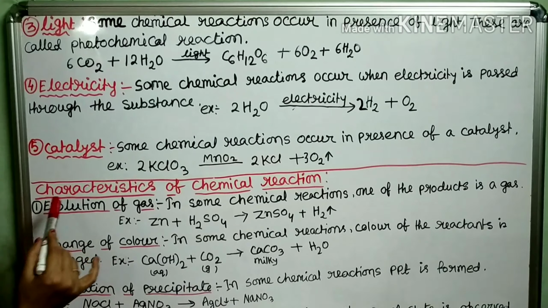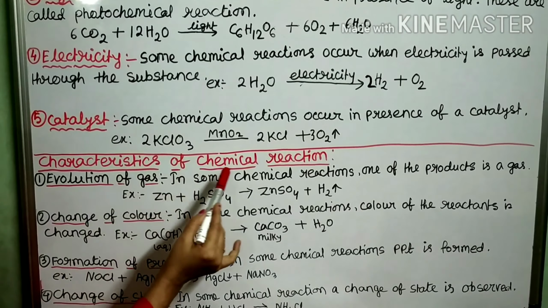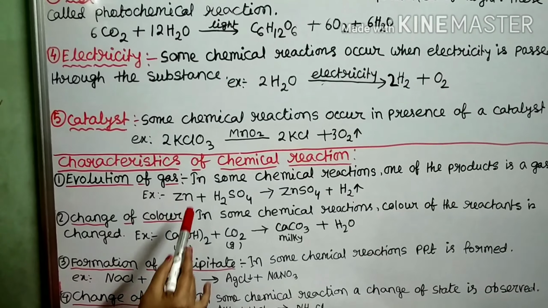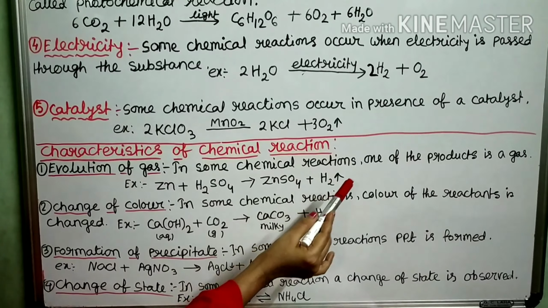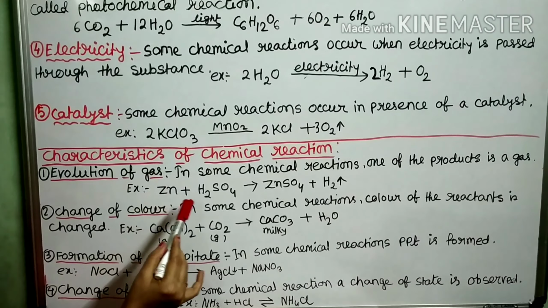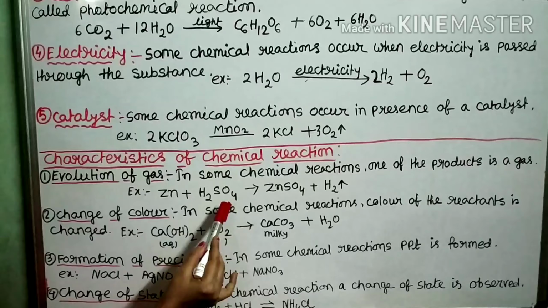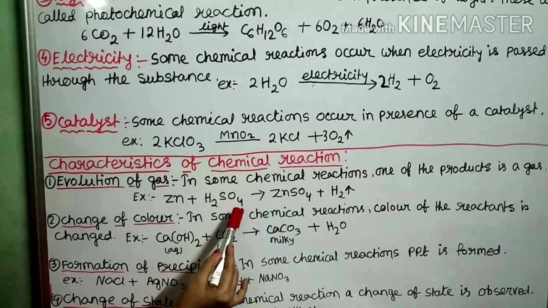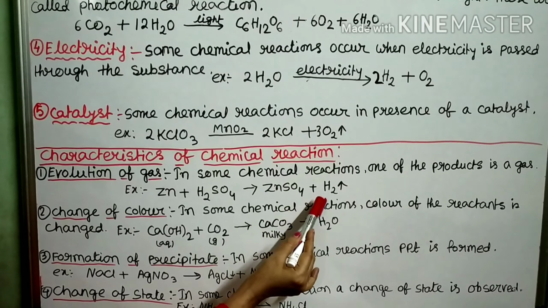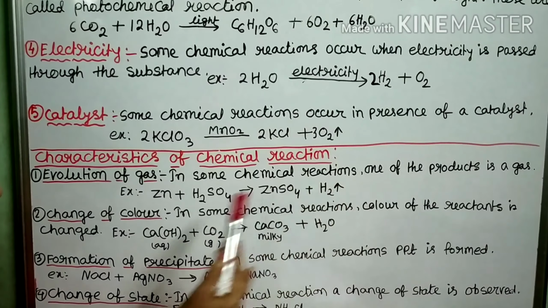Next, I will discuss the characteristics of chemical reactions. First, evolution of gas. In some chemical reactions, one of the products is a gas. When zinc reacts with dilute H2SO4, meaning dilute sulfuric acid, then ZnSO4 and hydrogen gas are evolved.